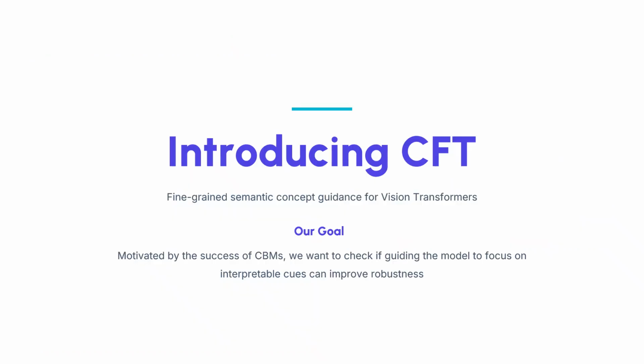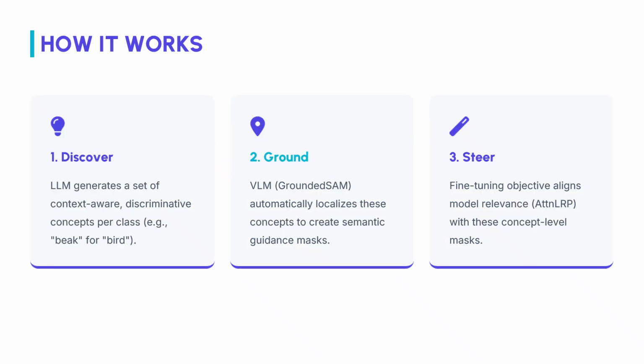Motivated by the recent success of concept bottleneck models in mitigating the robustness limitations of standard vision architectures, we investigate whether explicitly guiding a model to align with fine-grained interpretable semantic concepts can systematically improve its robustness. CFT operates in three stages. First, we use a language model to automatically generate a set of discriminative class-specific concepts. For a bird, that's things like beak, wings, feathers, and no manual annotation required.